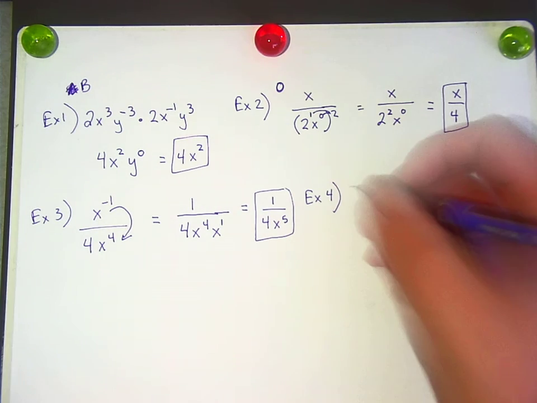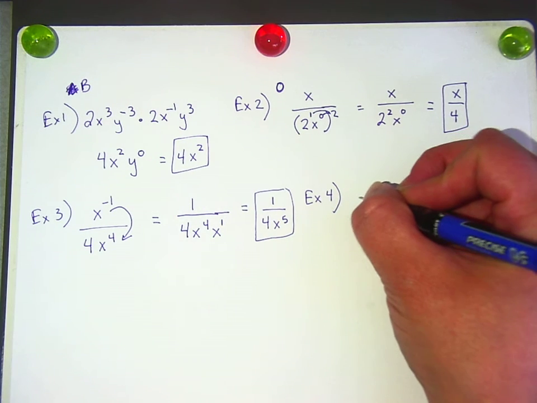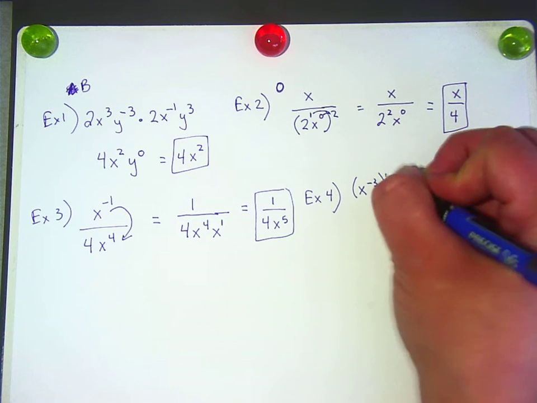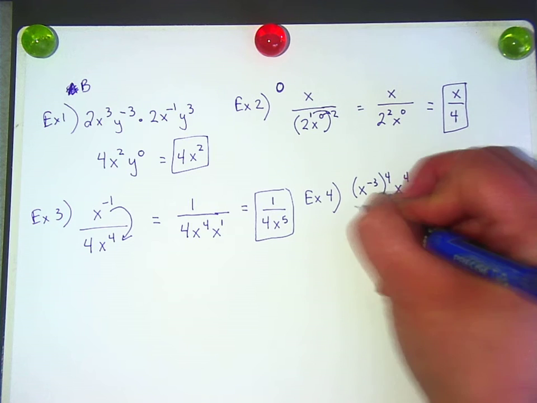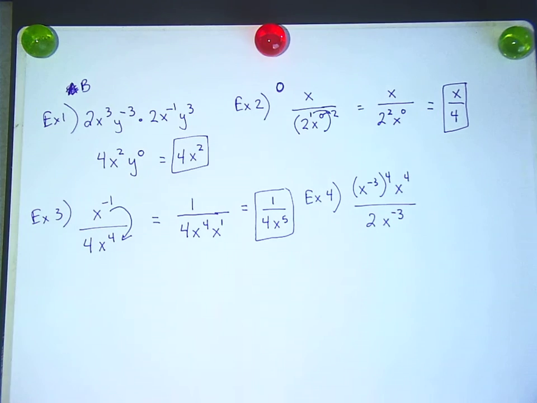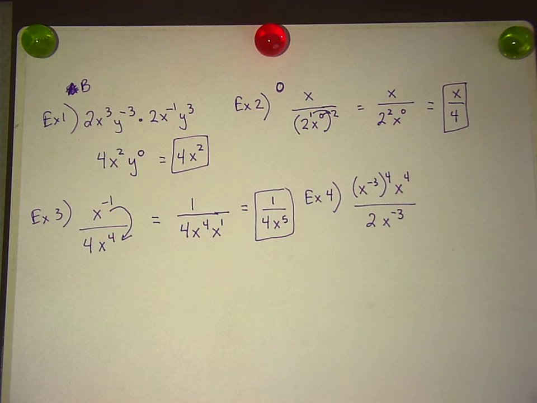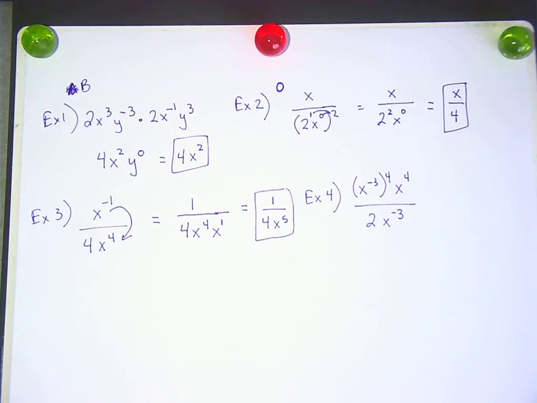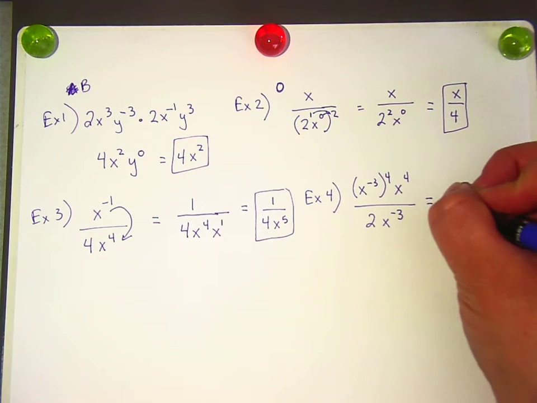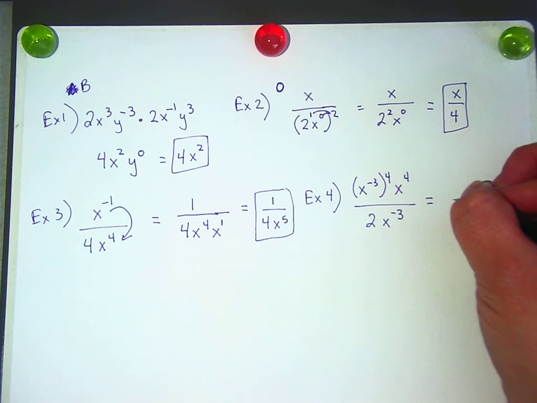All right, I want you to try this one with your partner. Parentheses, x to the -3, parentheses to the 4th, x to the 4th over 2x to the -3. Or do you want me to do this one with you and the next one we do with our partners? Look at your partner right now. Say, do you understand this? You don't? All right, we're doing at least one more together, because at least one group, they both looked at each other and said, no. So let's do it together.